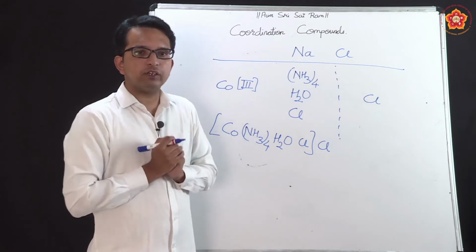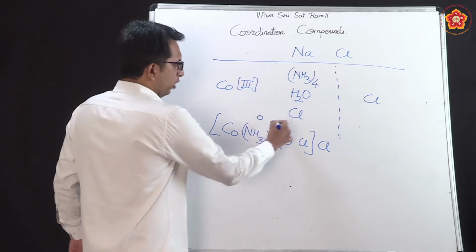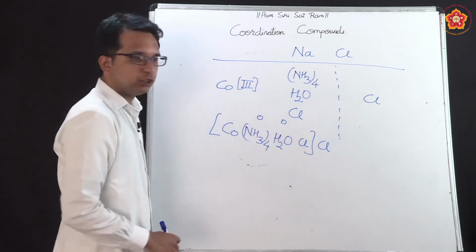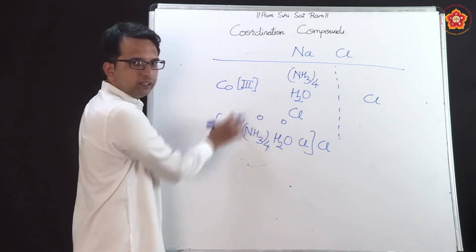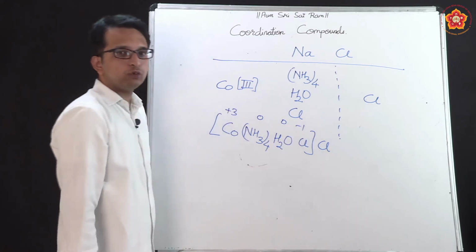And how will you understand that? See, this is a neutral ligand, so the charge is 0. Water is a neutral ligand, so the charge is 0. This is plus 3, it is given in the question, so this is plus 3. Inside there is only 1 because they give chlorido.